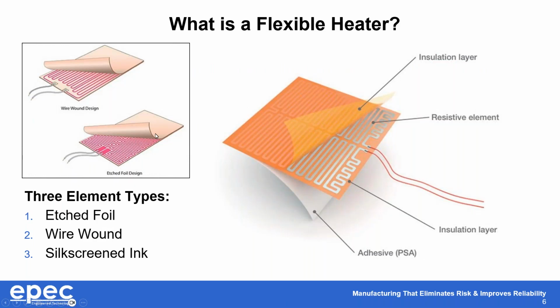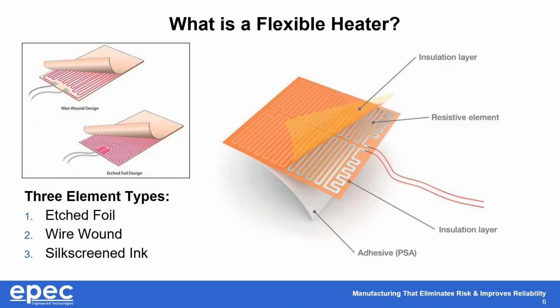A wire wound design is simply one length of wire that has a known resistance that's then wound and snaked along a flexible substrate like silicone or polyimide.